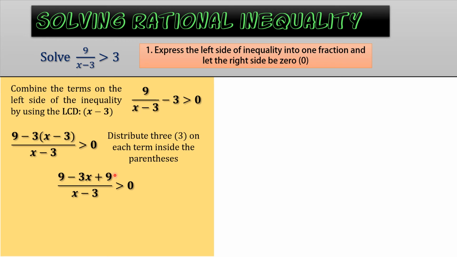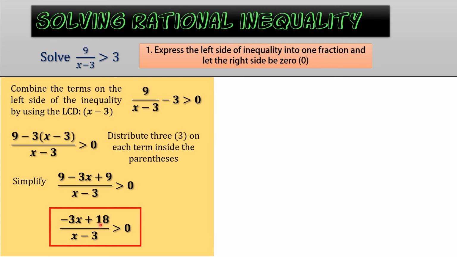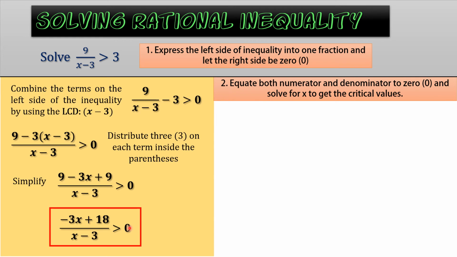This time, we have like terms, so we must combine them. 9 plus 9 gives us 18. So the result is negative 3x plus 18 all over x minus 3 is greater than 0. This is now what we call the general form of a rational inequality. In this case, since the right side of the inequality is 0, we can now solve. The second step is to equate the numerator to 0, and the denominator to 0 as well, and solve for x to get the critical values.